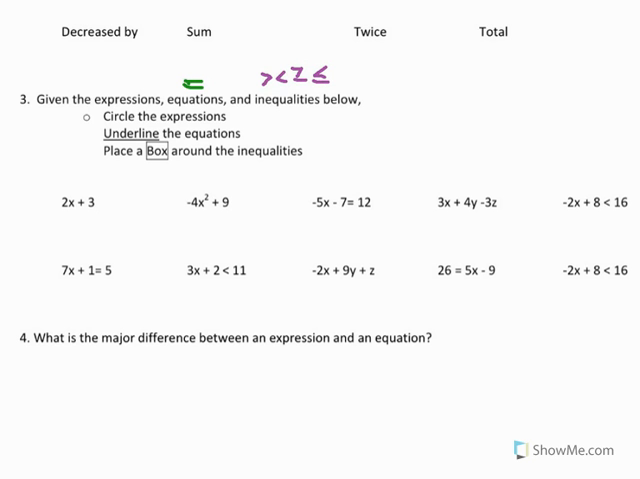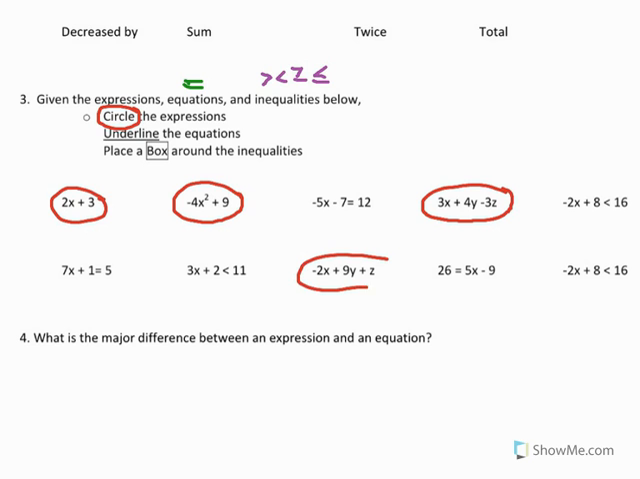Okay? So first let's go and look at all of the expressions. I'm going to circle in red all of the expressions. So here is an expression. Here's another one because there's no equal sign or inequality. This one has an equal sign. Now this one is also an expression. This last one in the first row has an inequality. Equal sign, inequality. Here is another expression. And now we've circled all of the expressions.